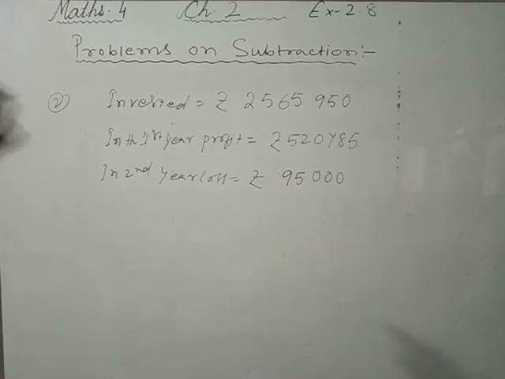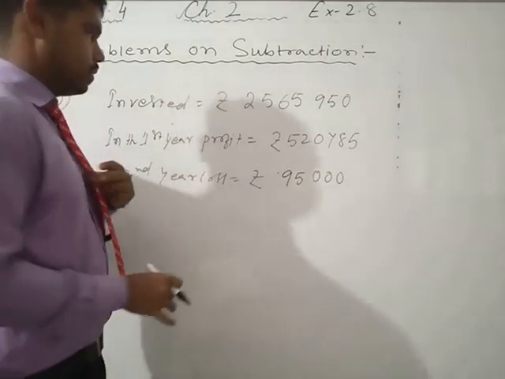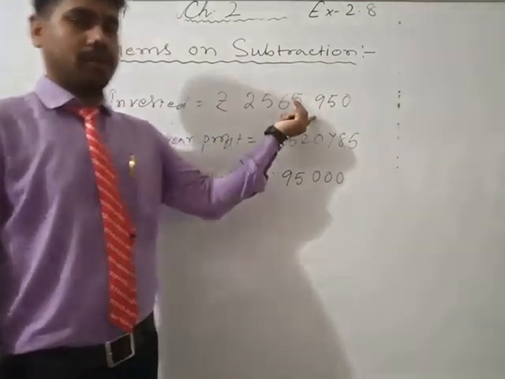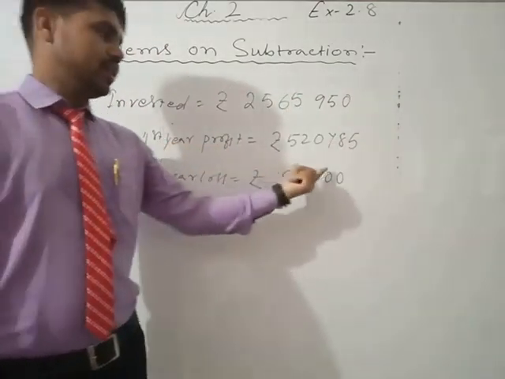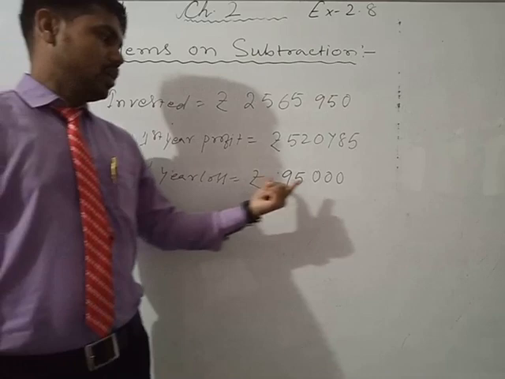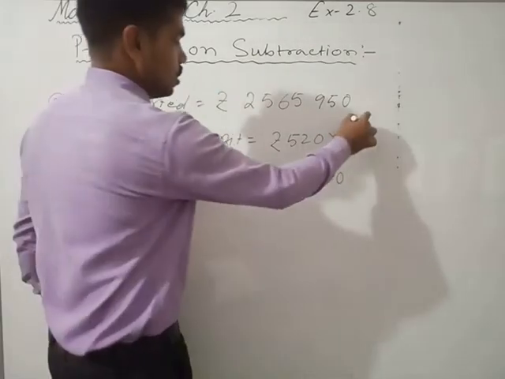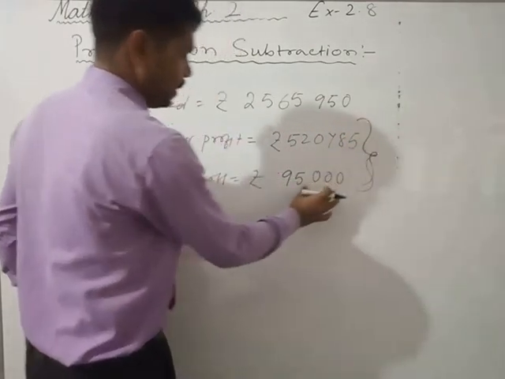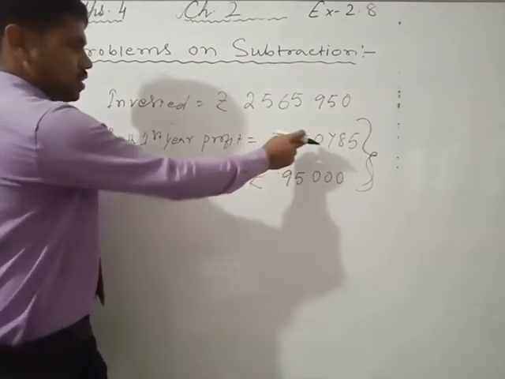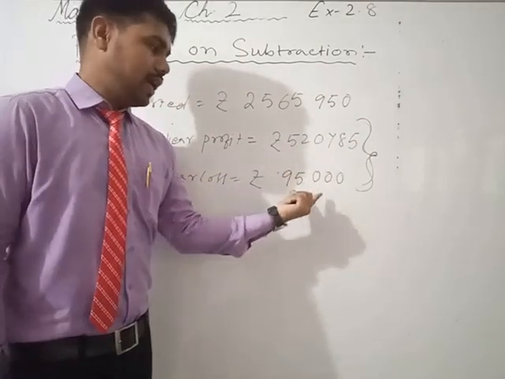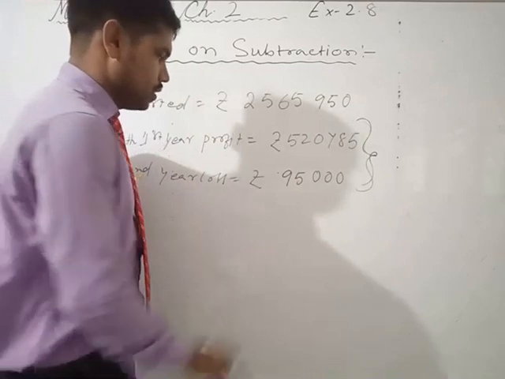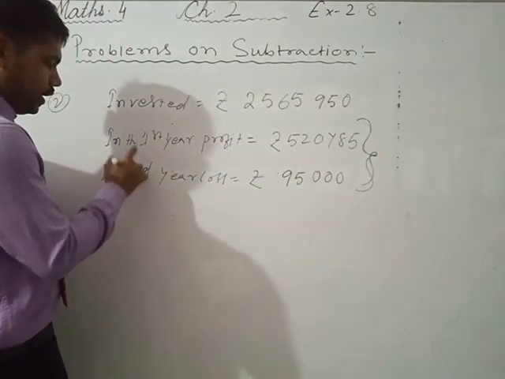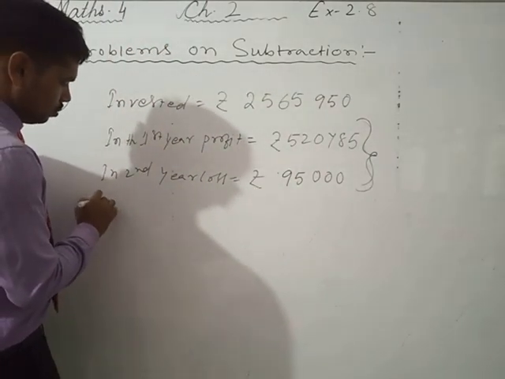So let's solve this question. You may not understand with examples. So first, the total amount of investment is this much. First year profit is equal to this much, and second year loss is equal to this much. So for profit and loss, you have to subtract this loss, because from the profit he has earned in the first year, from that only we have to subtract the loss. So the profit in 2 years.